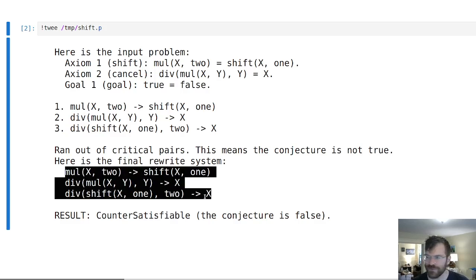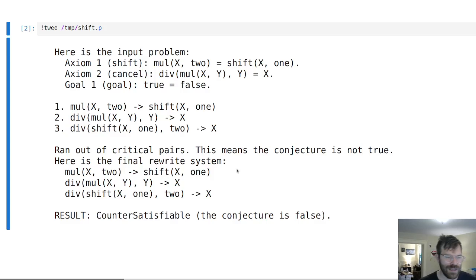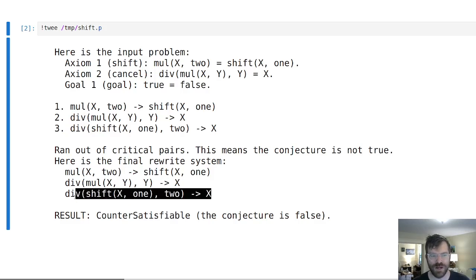So this is the part to focus on right here. Multiplication times 2 is the same as shifting x by 1. Great, that was something we wanted to happen. Multiplying x times y and dividing by y is the same as x, also great. But now it's added in this new rule, which fixes the phase ordering or confluence problem. And so if you happen to apply this first, now this rule can apply, and you'll still get to the best possible result for this system.